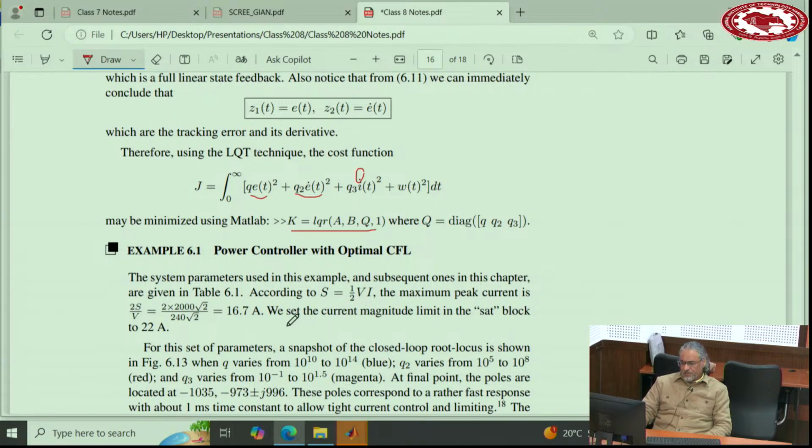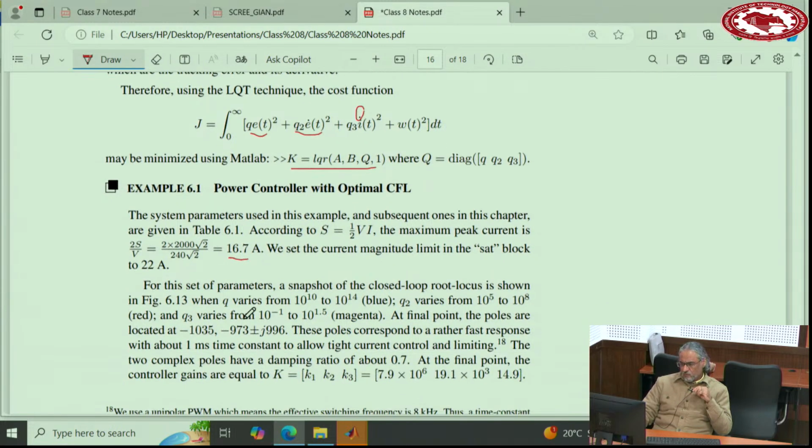At the rated operation, let's say 2000 watt and 2000 var, the current is 16.7. So we want to limit at 22. So we will leave some margin and then say we want to limit at that. So we put the saturation block at 22 and negative 22.